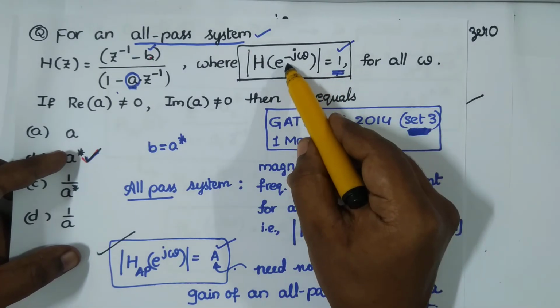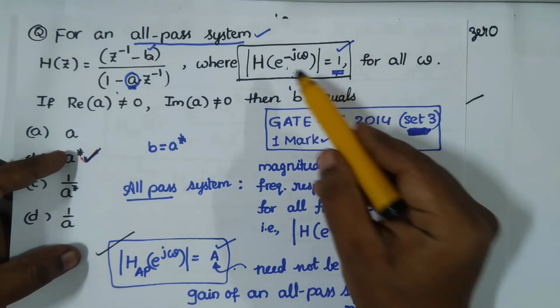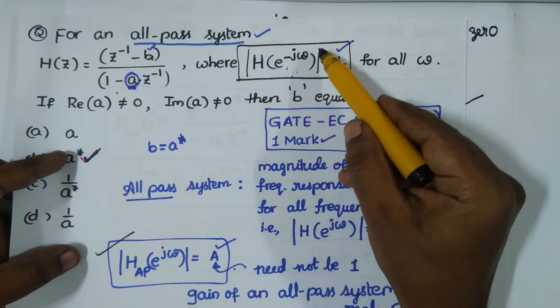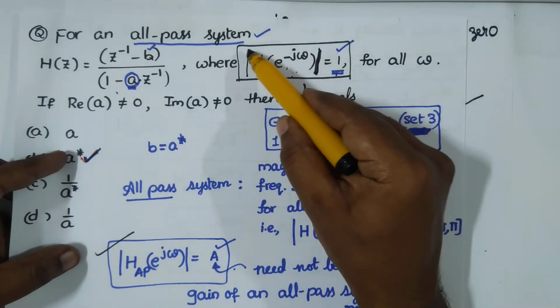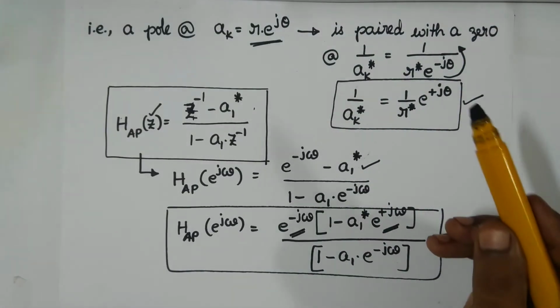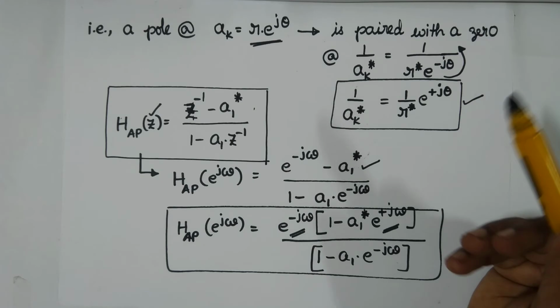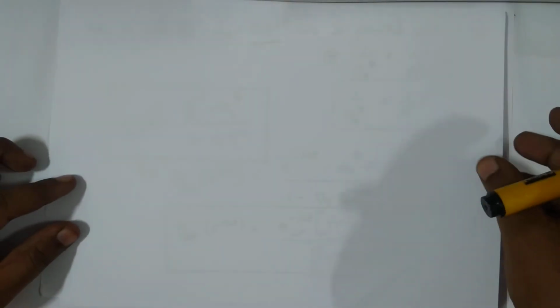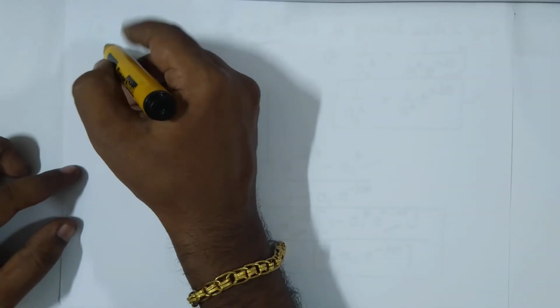I can take H of e power positive j omega also. H of e power positive j omega or H of e power negative j omega, no problem. The moment I take magnitude, we definitely get 1. So if I take magnitude on both sides, then what do we get? Then we get like this. Let me take magnitude.